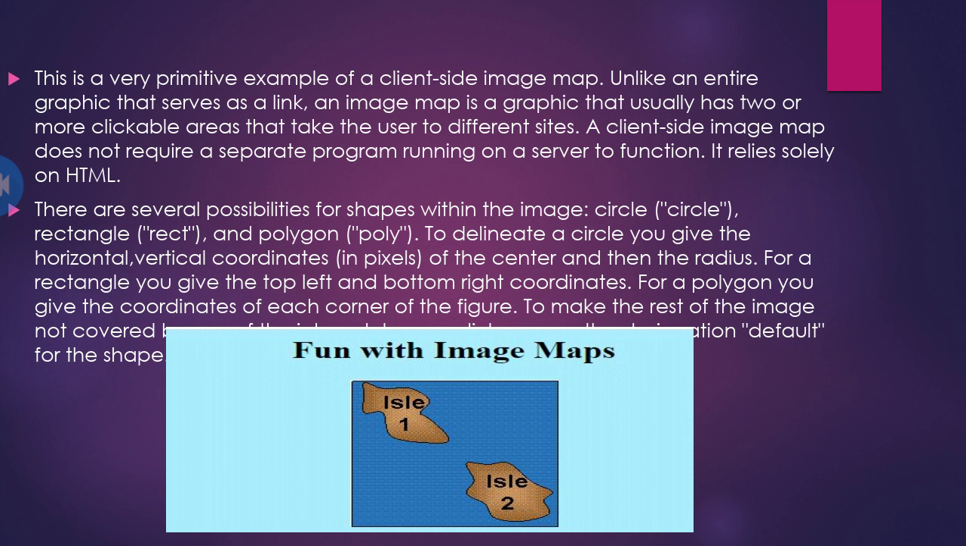Whenever you click on aisle 1, it will give you information regarding aisle 1. And when you click on aisle 2, it will give you different information about aisle 2. So both the pages which are attached to aisle 1 and aisle 2 are different. So there is a difference between a normal link and image mapping.